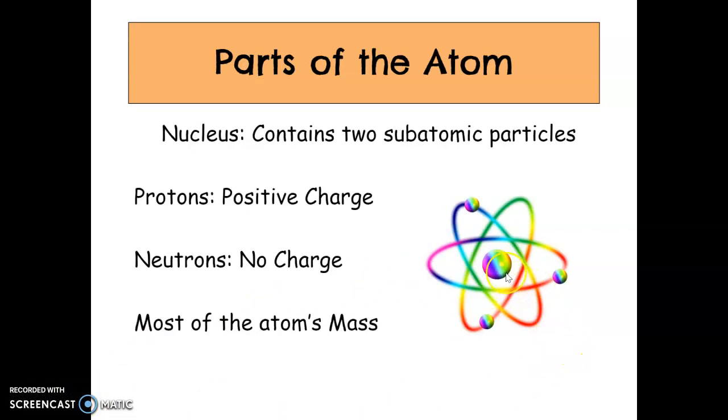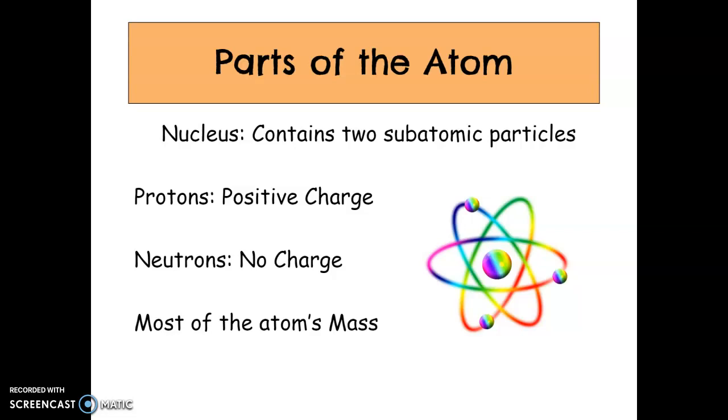The nucleus, the center, contains two subatomic particles. That's the protons, which have a positive charge, and that's pretty easy to remember because P and P are the same. So protons, positive charge, and also the neutrons, which have no charge. Think neutrons, neutral. This nucleus contains most of the atom's mass. So when we talk about the mass of the atom, most of it is located in that nucleus with our positive protons and our neutral neutrons.